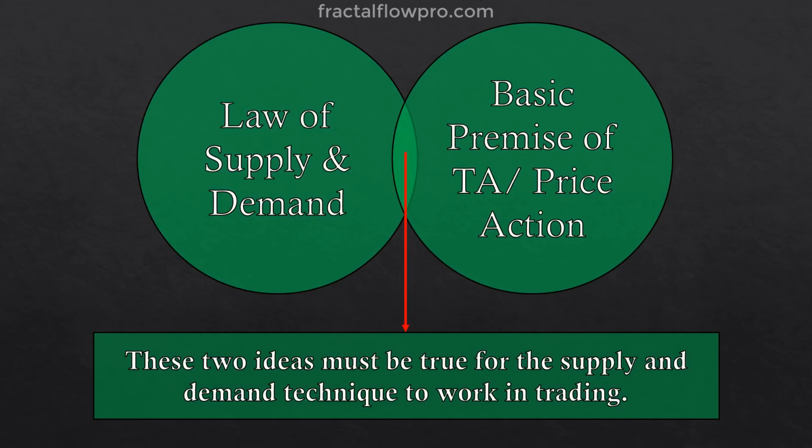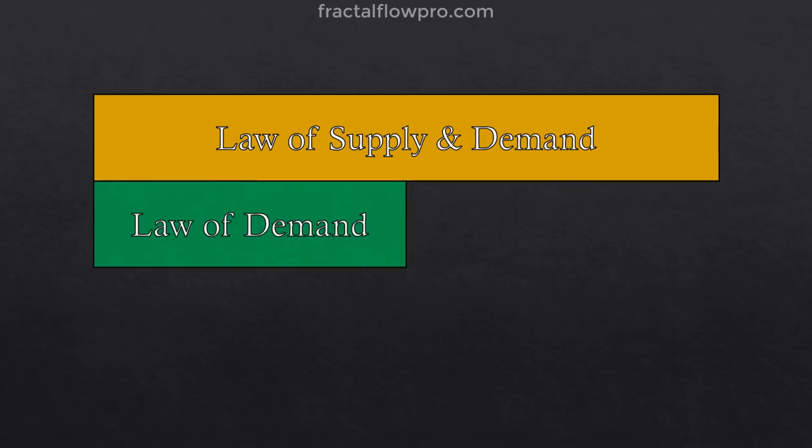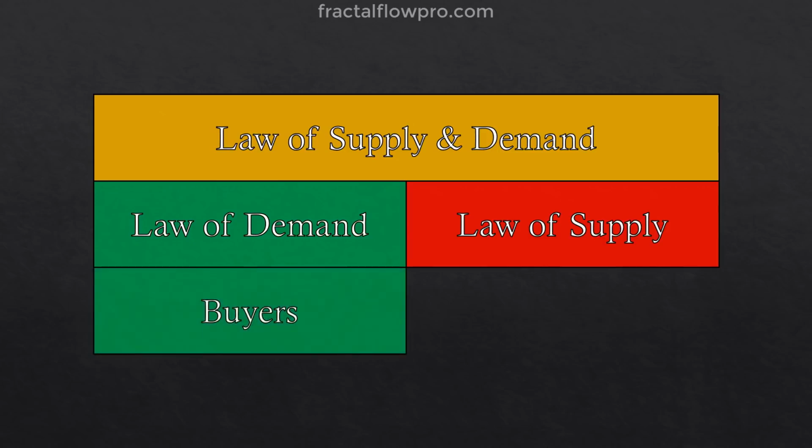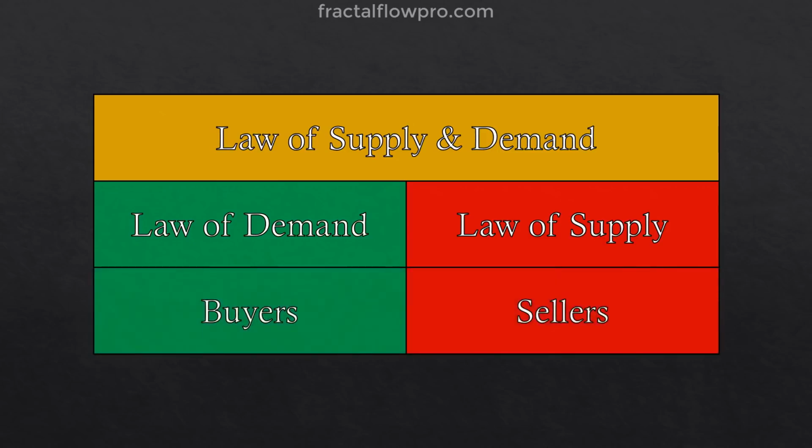Before learning what the law of supply and demand is, we must first apprehend the law of demand and the law of supply individually. And even before that, we must apprehend that demand relates to buyers and supply relates to sellers. That's because buyers demand or seek products, services, or financial assets. Sellers provide or supply products, services, or financial assets. In summary, when we talk about demand, we are talking about buyers, and when we talk about supply, we are talking about sellers.